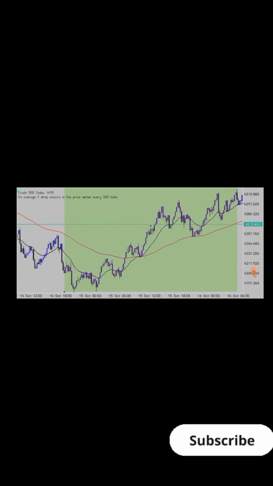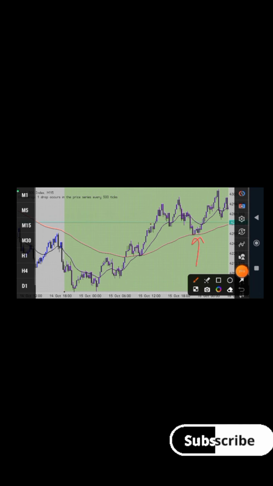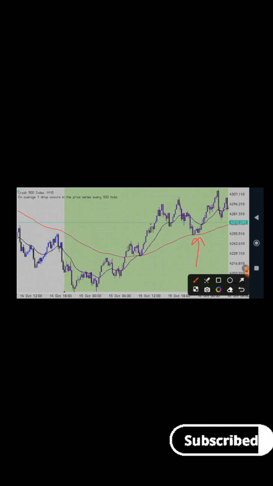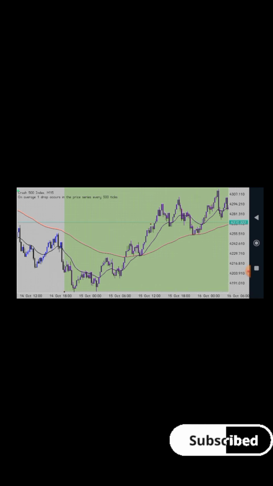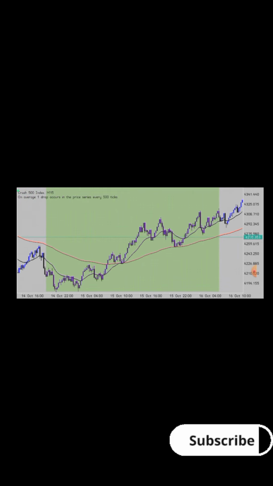Can you see? After touching it again, guys, can you see how price bounces off again? So the moving average 100 here is serving as a support, holding price action. Can you see? Here again, price bounces off and pushes up and starts moving up. Guys, you will thank me later. Go and try this and see for yourself.